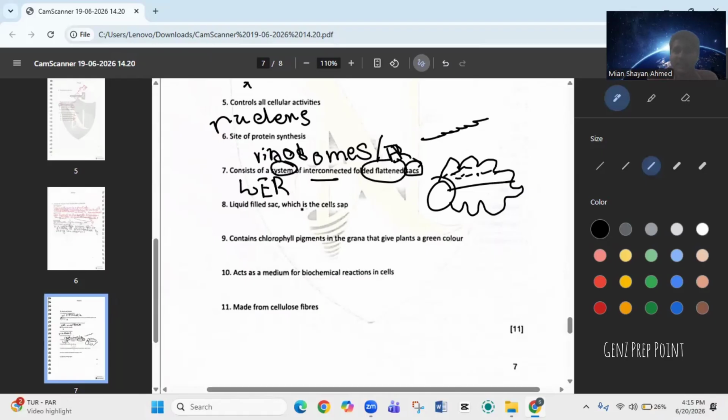Liquid filled sacs, which is the cell sap. Cell sap, which structure did I call cell sap in this video? Cell vacuole. Plant centralized large vacuole. So vacuole I would say. Contains chlorophyll pigments in the grana that gives plants a green color. Which color does chlorophyll give? Chlorophyll is present where? Chloroplast.